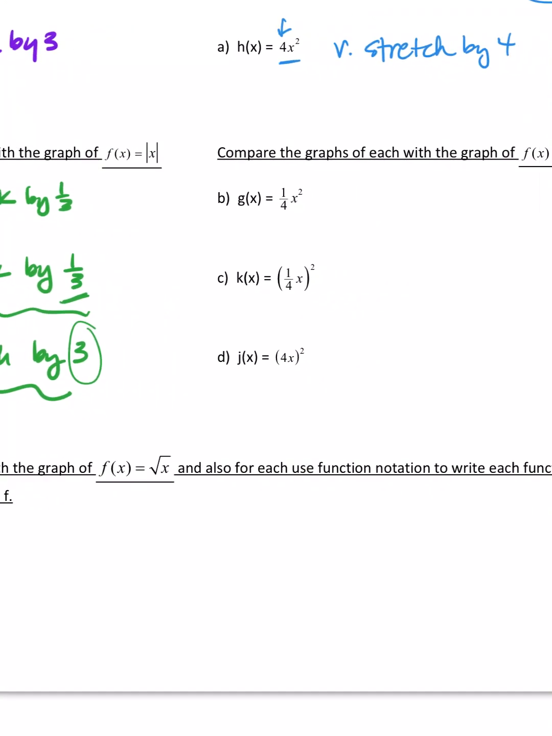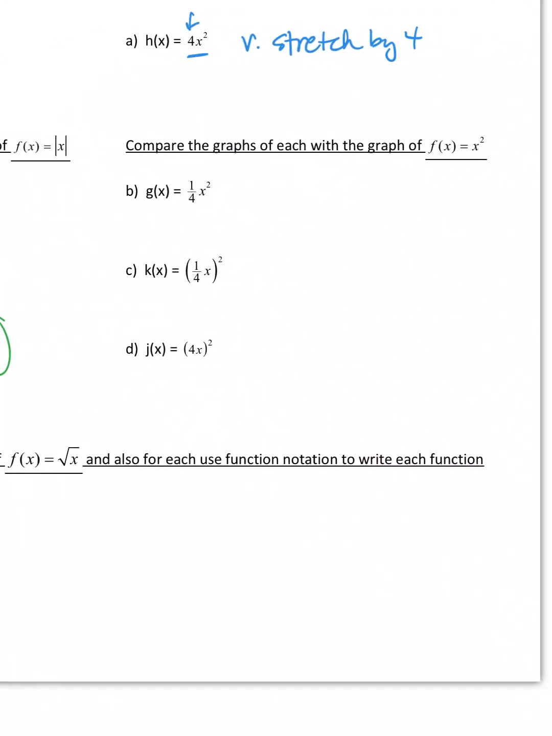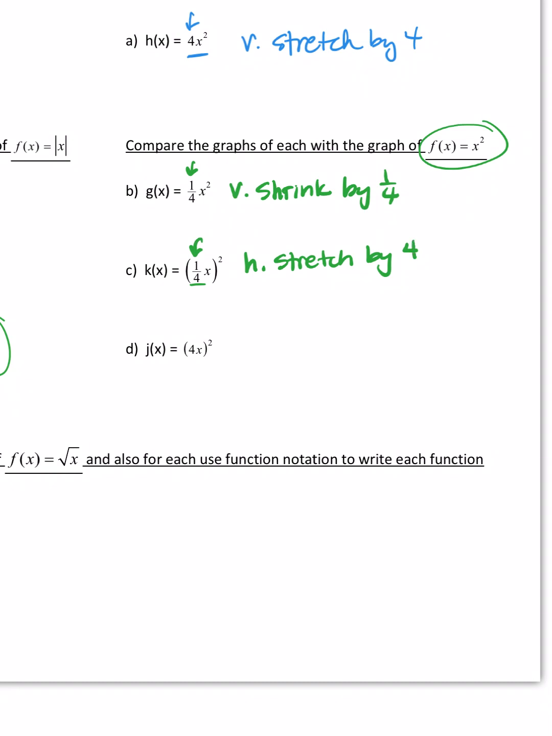All right, let's come over here and look at this one, the quadratic. What's happening to our original quadratic? Well, that 1/4 is on the outside, so it's a vertical, it's a fraction, so it's a shrink by, just like it looks, by 1/4. But this 1/4 is on the inside, so it makes it horizontal, and it's opposite logic, so it's not a shrink, it's a stretch, and stretches get bigger, so it's by 4, it's the reciprocal.